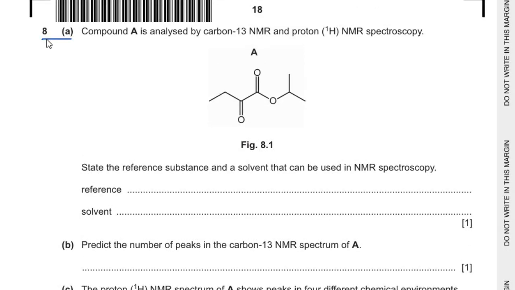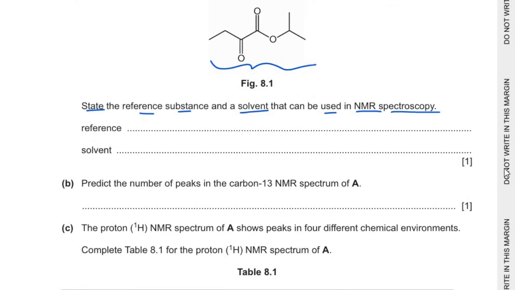Now the A part says compound A is analyzed by carbon 13 NMR and proton NMR spectroscopy. Here is compound A, which we can see here, and state the reference substance and a solvent that can be used in NMR spectroscopy. Now what is a reference substance? A reference substance is a compound which can show a very high and sharp peak, and which can be considered as zero. So that is called a reference, and for reference we use tetramethylsilane.